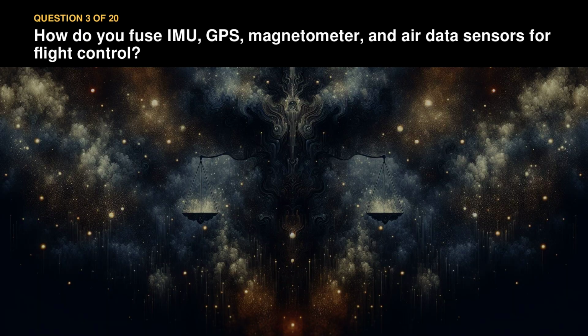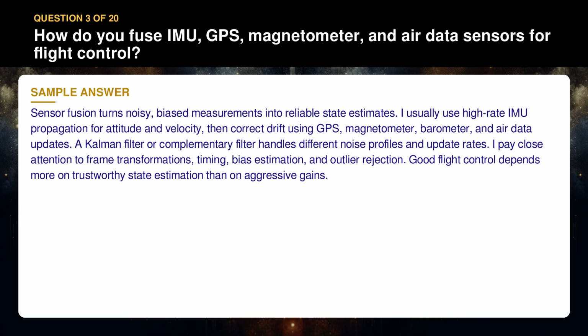Question 3. How do you fuse IMU, GPS, magnetometer, and air data sensors for flight control? Sensor fusion turns noisy, biased measurements into reliable state estimates. I usually use high-rate IMU propagation for attitude and velocity, then correct drift using GPS, magnetometer, barometer, and air data updates. A Kalman filter or complementary filter handles different noise profiles and update rates.